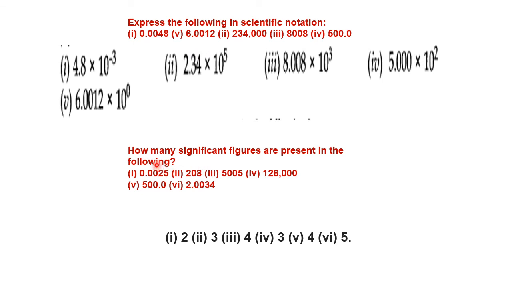Now, how many significant figures are present in the following? 2, 1, 2, 3, 4. Now this is 3. These are omitted as per the significant figure rules. Please follow the first chapter session. Now this is taken care of. 4. Now 1, 2, 3, 4, 5. So all these are done keeping in mind the rules for significant figures.